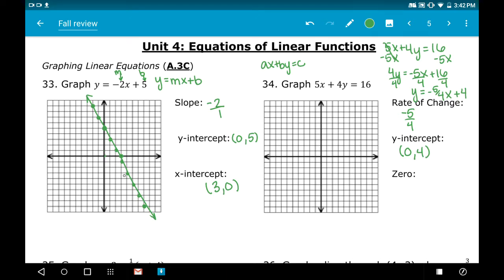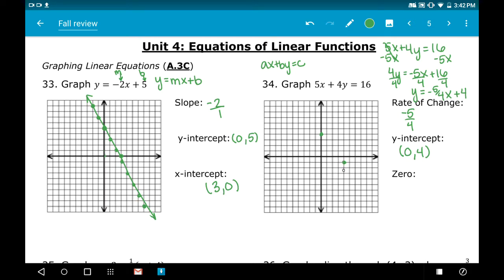So now we just graph this exactly like we did the last one. So our intercept is at 4, so 1, 2, 3, 4. Put our point. And our rate of change is -5/4, which means I go down 5, and then right 4. 1, 2, 3, 4. And that's where my next point goes.